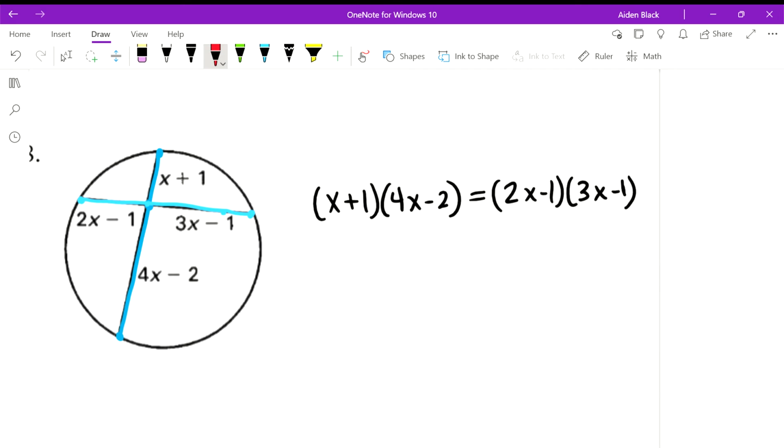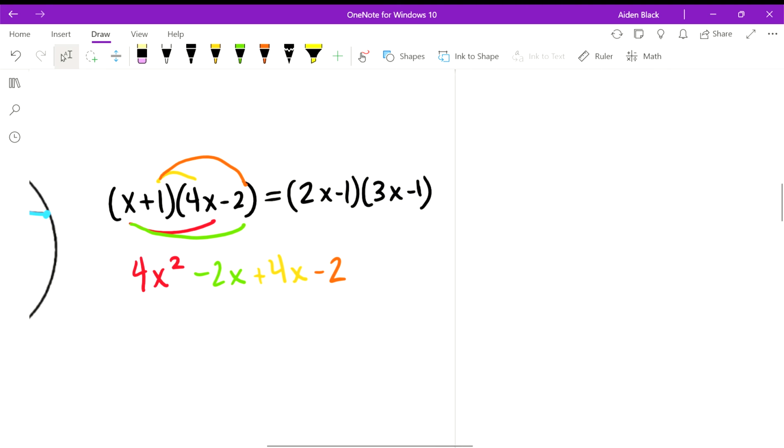You distribute. You guys very much need to know how to do this. FOIL. First times first. That's 4x squared. Outer times outer. That's negative 2x. And then we do, let's choose some more colors so you guys can see this process. Plus 4x. And then finally, last times last, which is negative 2.